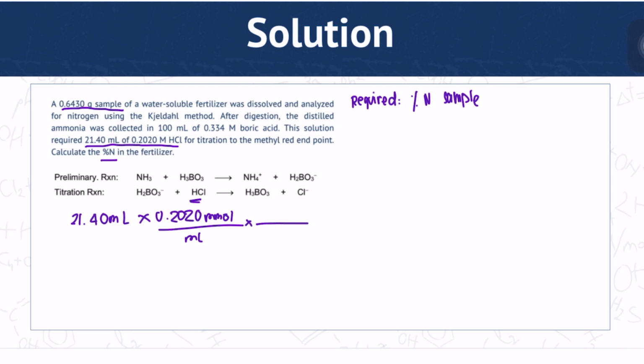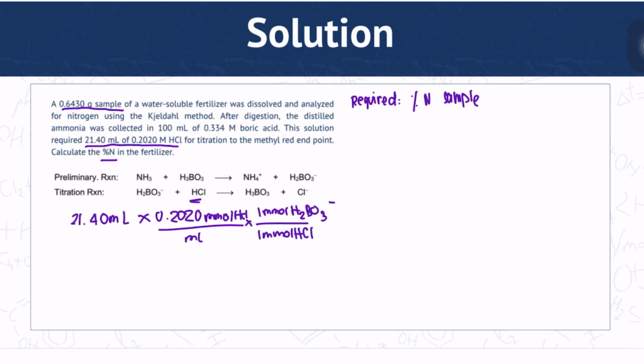So, stoichiometrically, assuming everything's balanced, well, you'd have to check first if this is balanced, but I know this is balanced. You know that 1 millimole of HCl reacts with 1 millimole of H2BO3. So this is HCl. Why did I make it in this method? Because you know that eventually this HCl will cancel out.